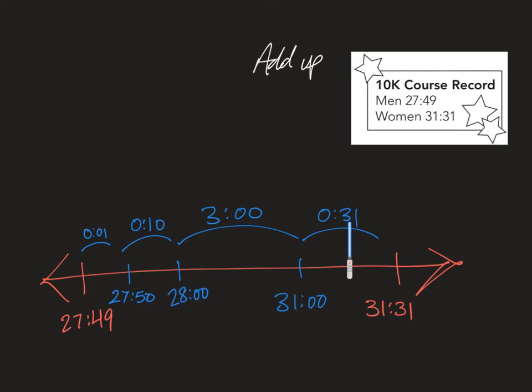So I've got 31 seconds and 3 minutes. That'd be 3 minutes, 31 seconds. Plus 10, 3 minutes, 41 seconds. 3 minutes, 42 seconds. And that's the difference between these two.